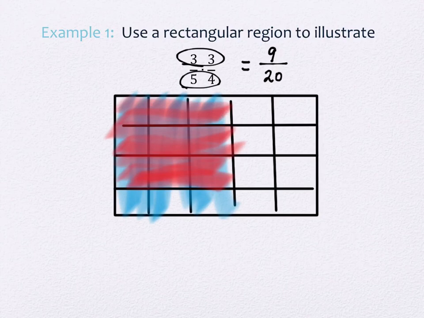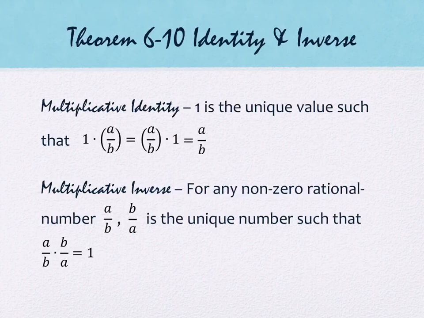All right. Let's talk about some properties that exist for rational numbers. Theorem 610 talks about the identity and inverses. So the multiplicative identity is exactly the same as what happens when we have integers. The multiplicative identity is the number 1. Okay, it's the number that we multiply something by, and it doesn't change our value. So we multiply a over b by 1. You can multiply it on the left. You can multiply it on the right. Either one works because multiplication is commutative, and I am left with the same number, a over b.